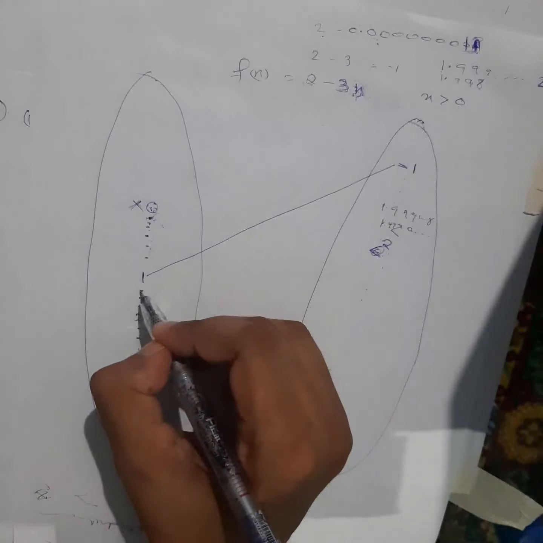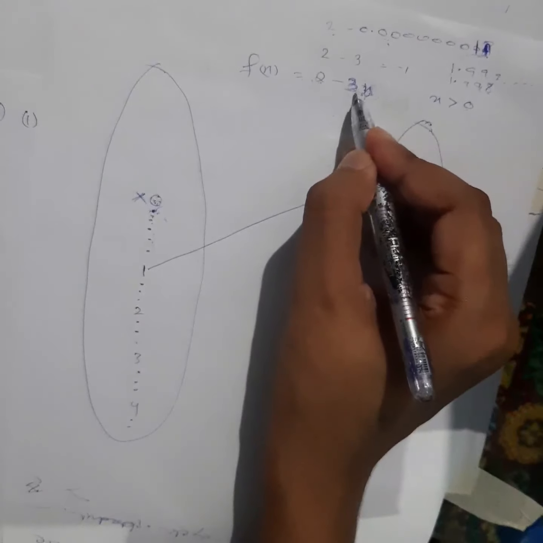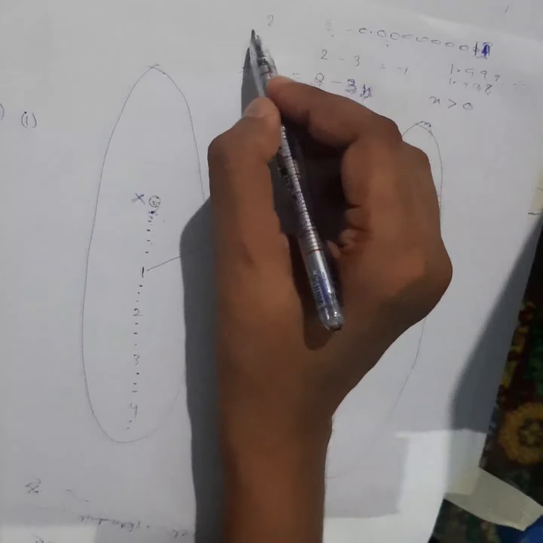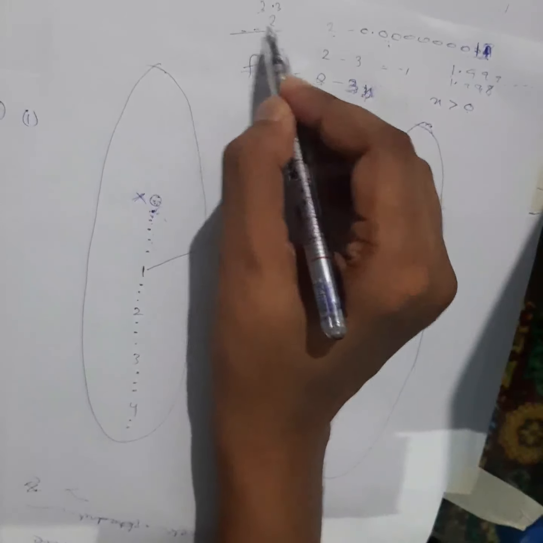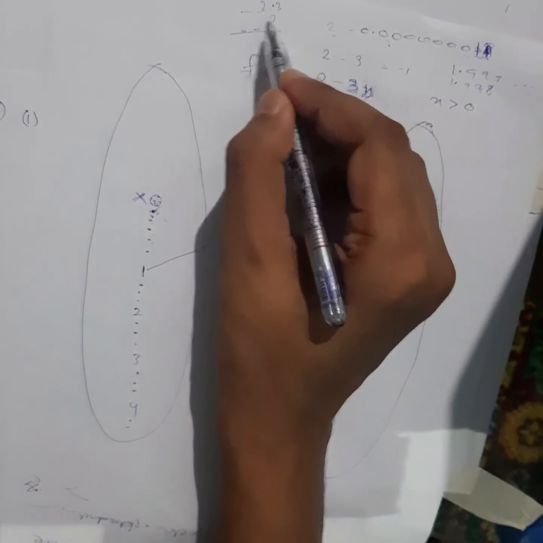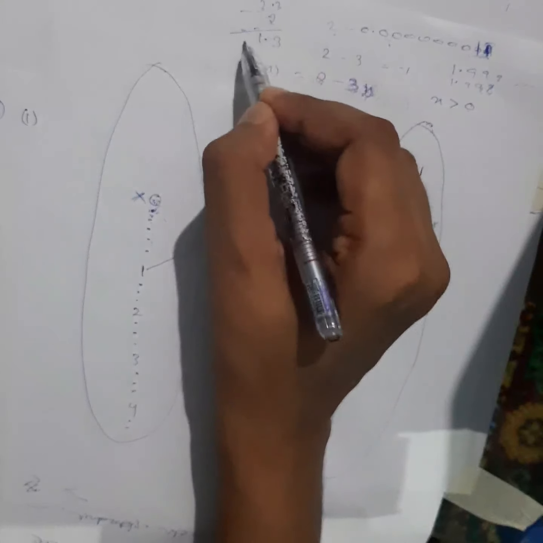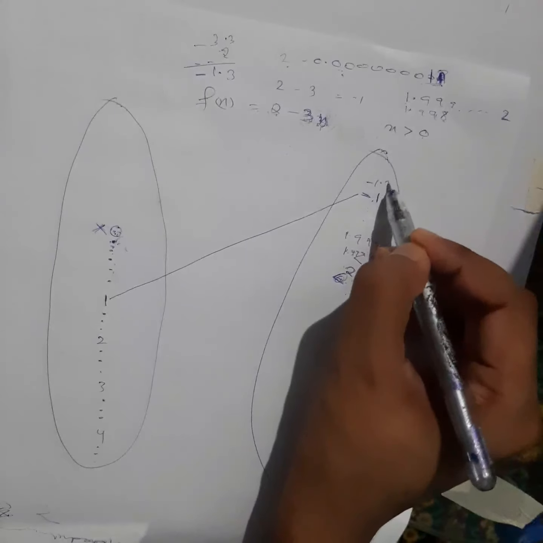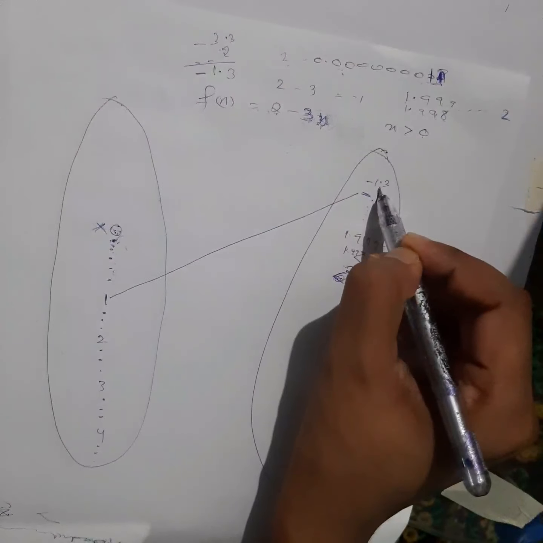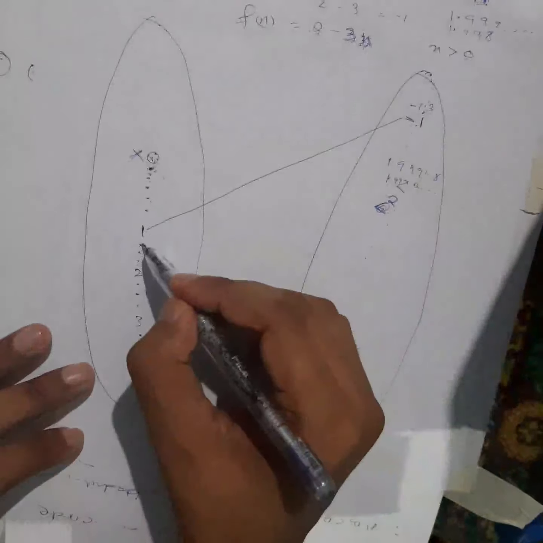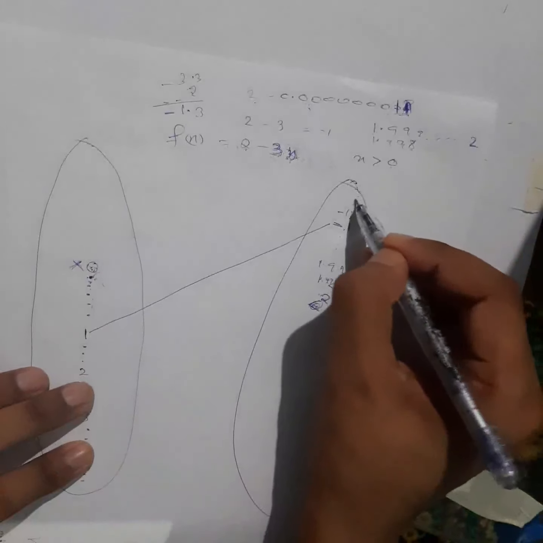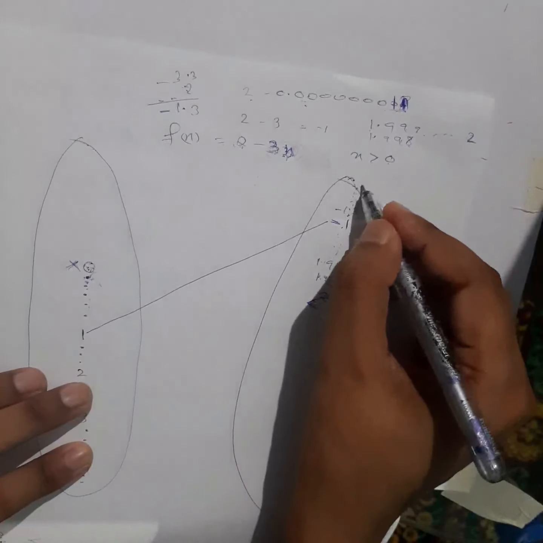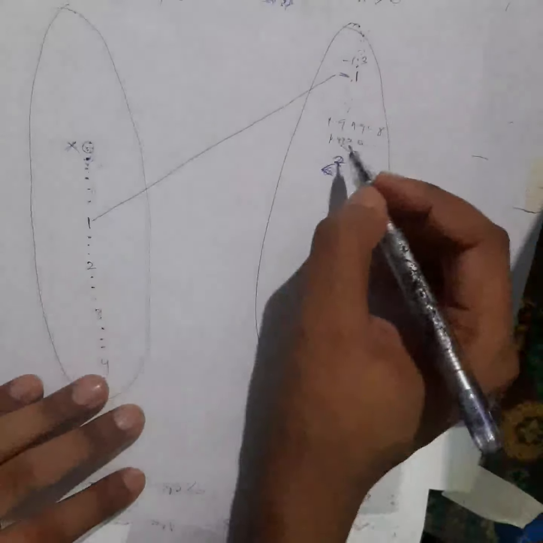Then again if you take 1.1, what will you get? You will get 3.3 here, right? So 2 minus 3.3 gives minus 1.3, which is less than this. So here it will be minus 1.3. So you will see that the image keeps on decreasing. As you keep on increasing x, your image keeps on decreasing, and all the elements less than 2 will be the image. Okay, I hope you can understand.